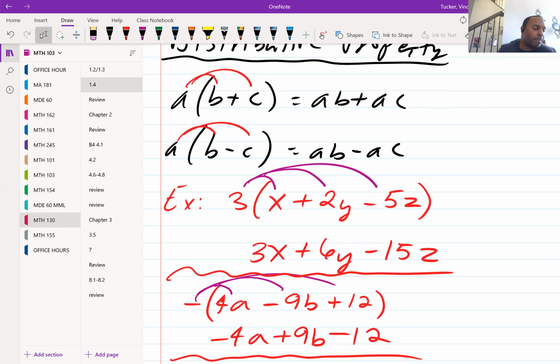Next one, we talked about opposites last class, distributing or multiplying by a negative. All that does is it changes each sign of the terms inside of your parentheses. So that negative applied to 4a will be negative 4a. The negative to the negative 9 will be a positive 9.